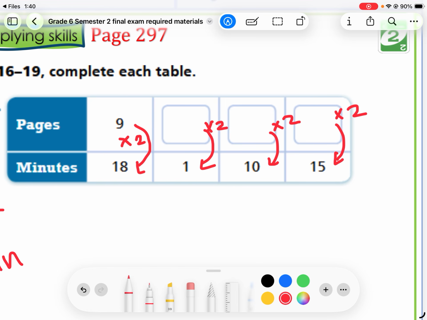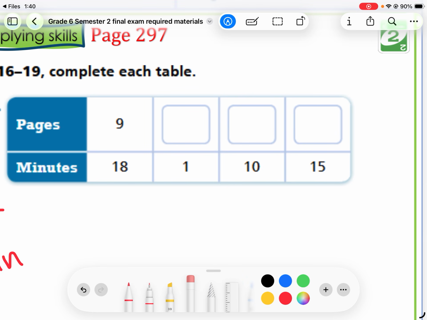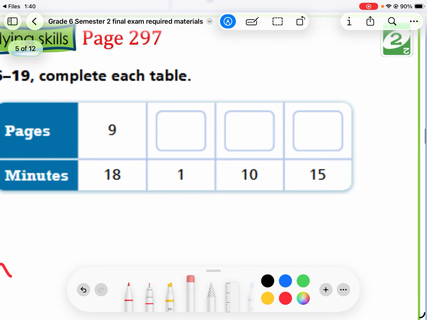But for this case, what number times 2 equals 1? What number times 2 equals 10? I think it's a bit challenging because as you can see, the numbers are getting smaller. So that means in this case, we are dealing with decimals, fractions, parts of the whole. So the second way that I'm going to show you is to find the unit rate.